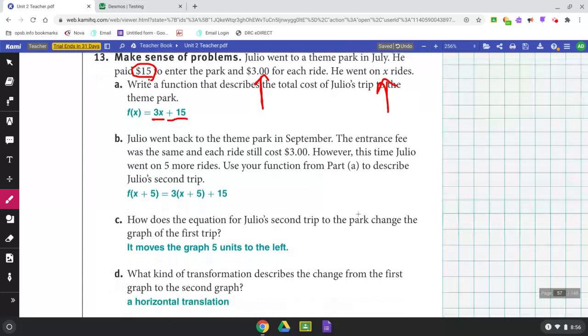Julio went back to the theme park in September. The entrance fee was the same, and each ride still cost $3. However, this time Julio went on 5 more rides. Use your function from part A to describe Julio's second trip.